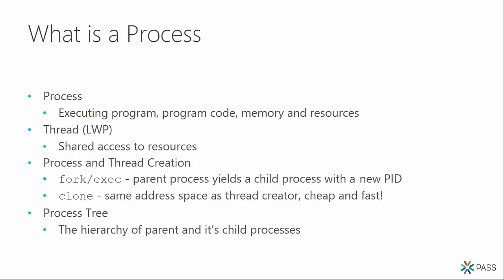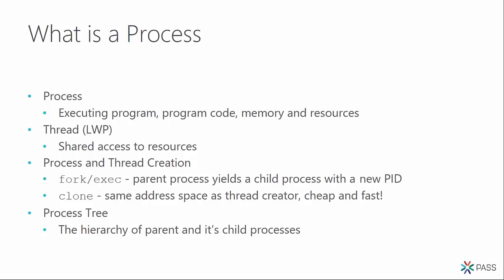I fork the process, I make a copy, the same exact process, and then I exec and replace that executing program code with the new program that I want to execute. That's called a fork exec. In terms of SQL Server, we're going to see just a fork, and then we're going to see clones for threads. What a clone does is allocate threads that can share the same address space as the thread creator, or the process, right?